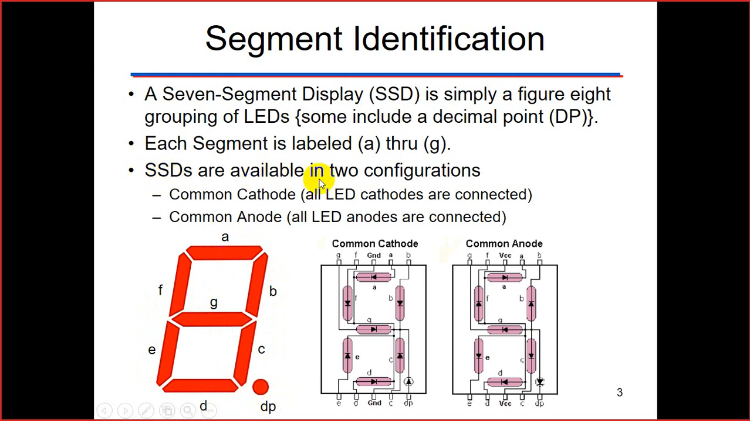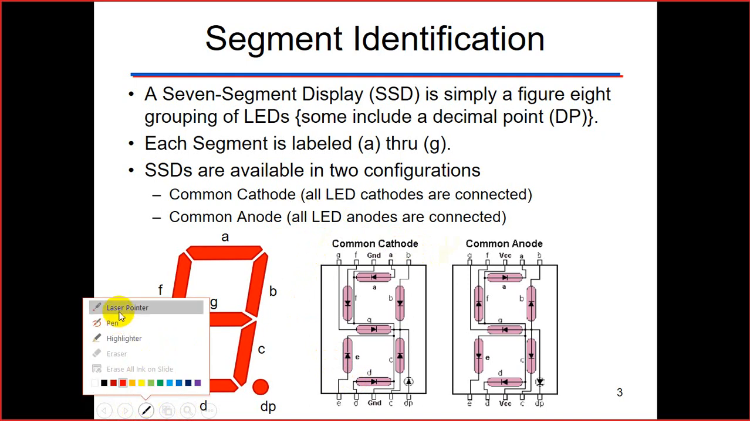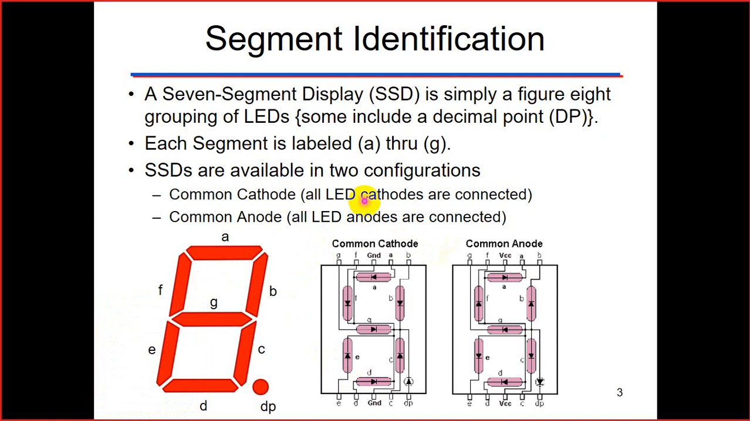7-segment displays are available in two configurations. One is a common cathode. Look at the common cathode method, the picture over here. All LED cathodes are connected together in the common cathode method. And in the common anode method, all LED anodes are connected. So this is the common anode configuration, and this is the common cathode configuration.